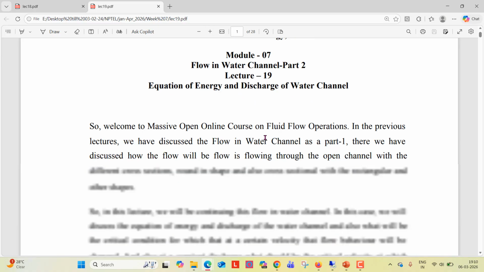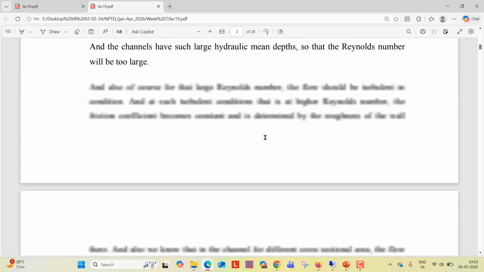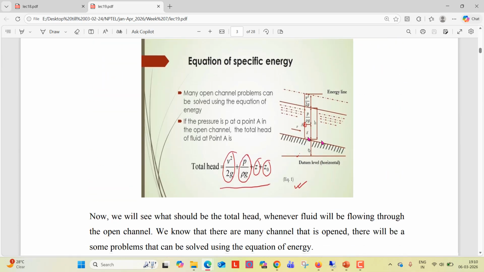So the equation of energy, if somebody tells you, you only remember Bernoulli's equation of energy. Here you have already seen that this is the kinetic head, this is the pressure head, this is the static head, right? And this is the datum level distance. So you can see how the distance and the total head have been calculated.